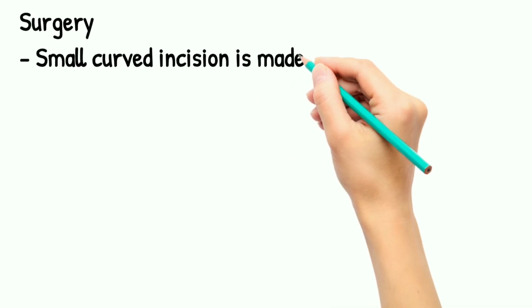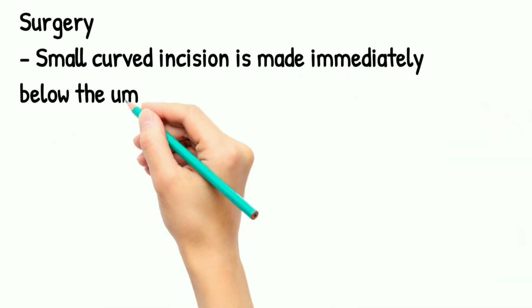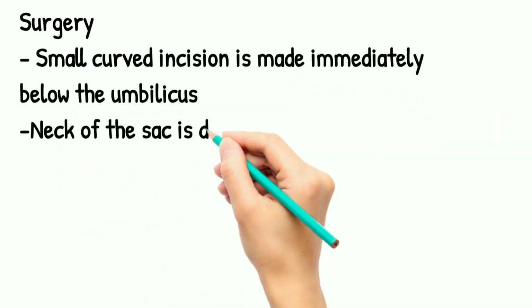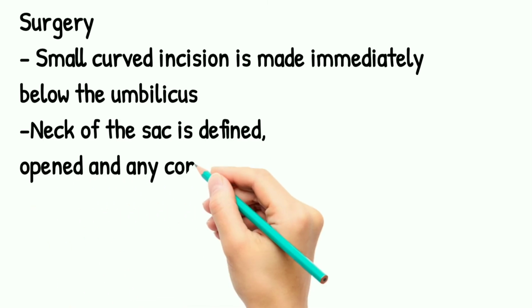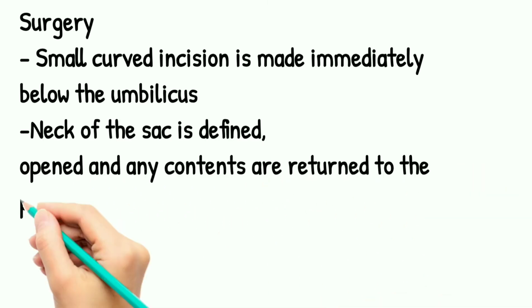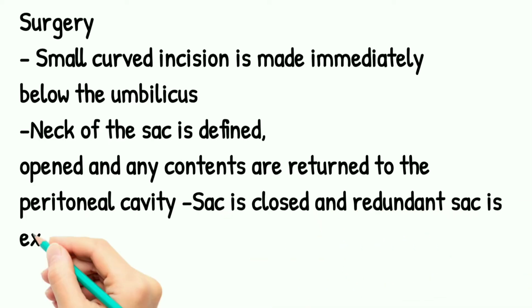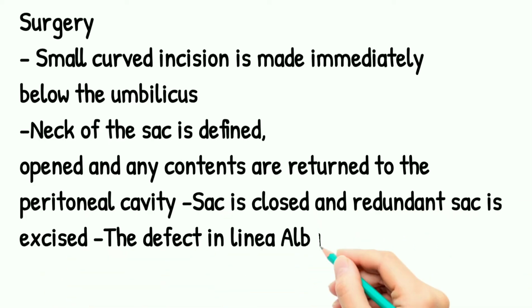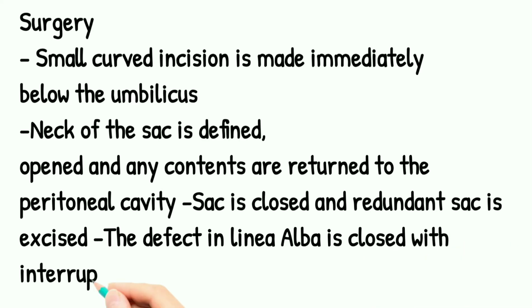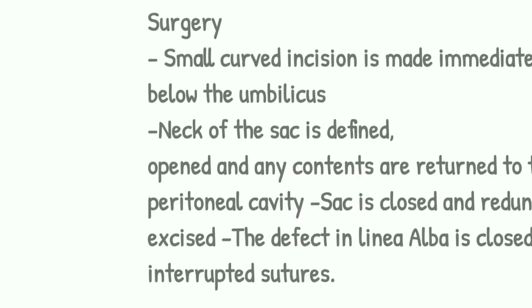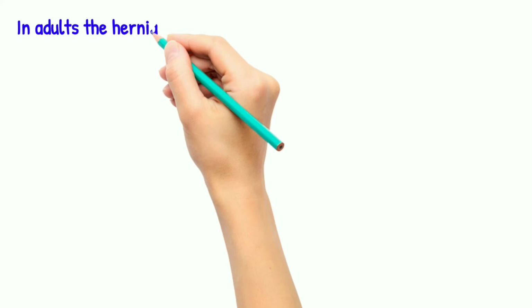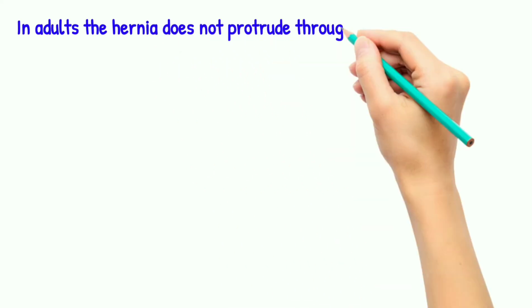Next is surgery. In the surgery, a small curved incision is made immediately below the umbilicus. The neck of the sac is defined and opened, and any contents are returned to the peritoneal cavity. Then the sac is closed.